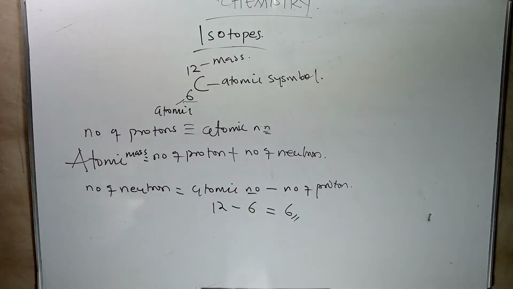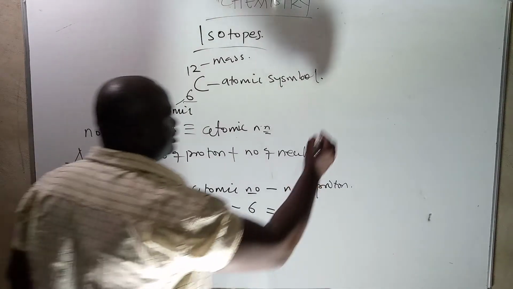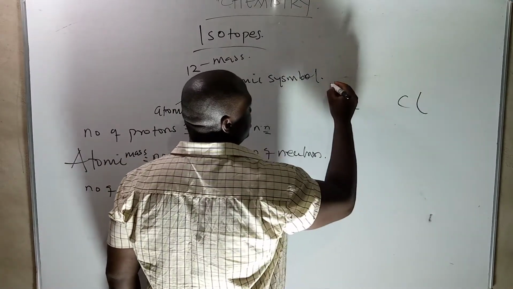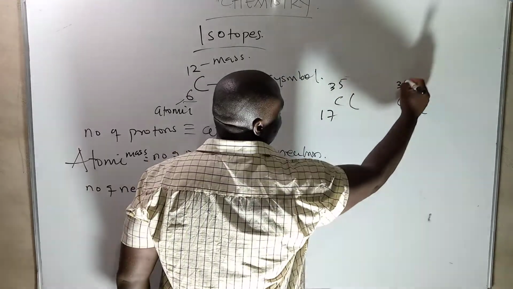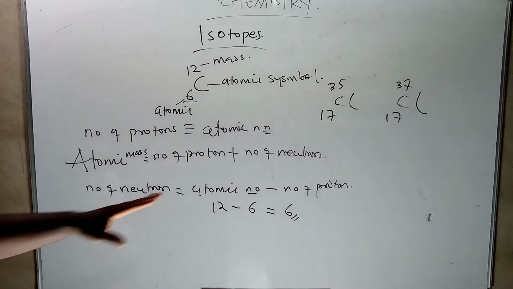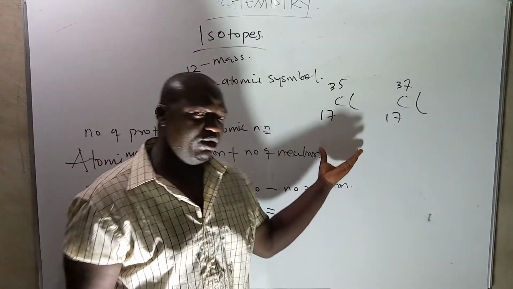Remember, I said in isotopes, the numbers of neutrons are different, but they have the same proton number. And I went ahead and said that the number of protons is equivalent to the atomic number. Now, what about if you have this compound here? You have chlorine, 35, 17 and 37, 17. If you have that above, you can see this is a very typical example of isotopes.